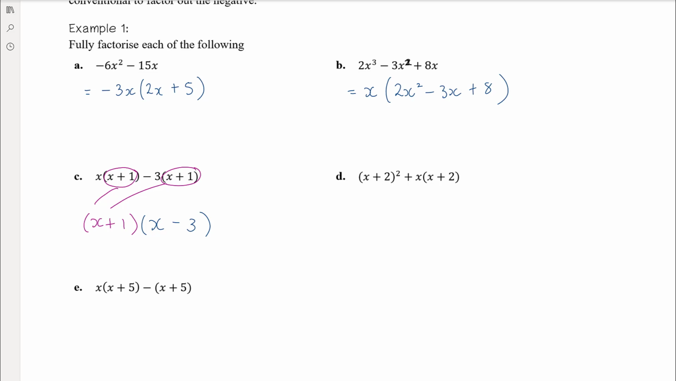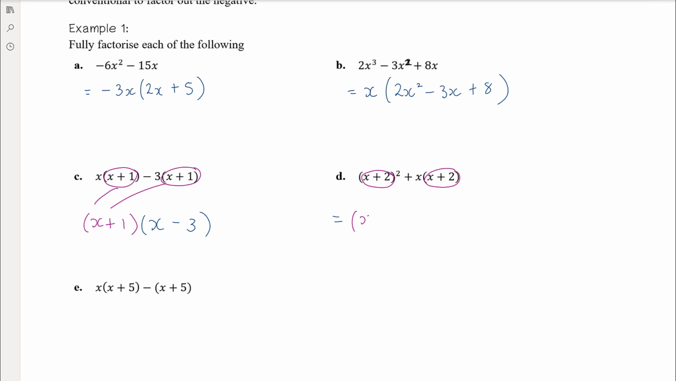Much easier than expanding it out and then having to use our processes for factorising quadratic trinomials, which we'll review over the next 2 videos. Again, second thing, in the next example here, it's not just a single term that's common, it's a bracket. x plus 2 is common to both terms in that equation.